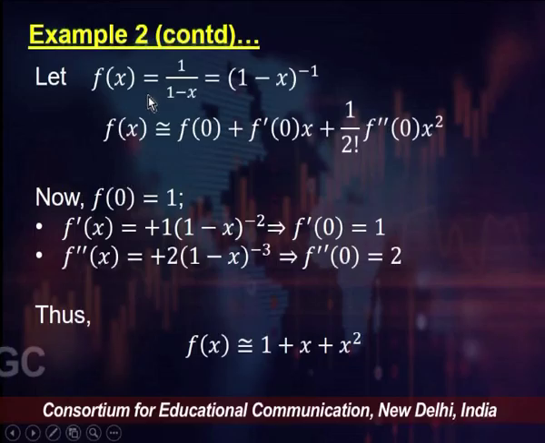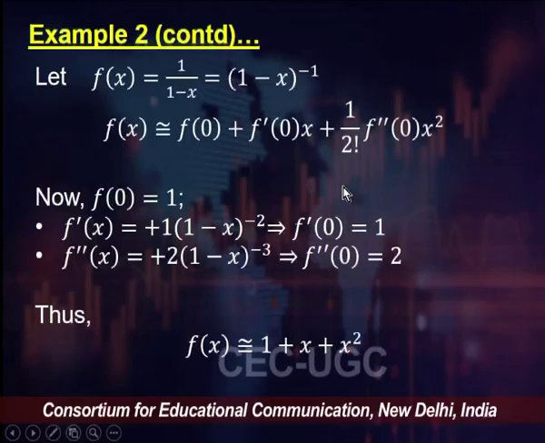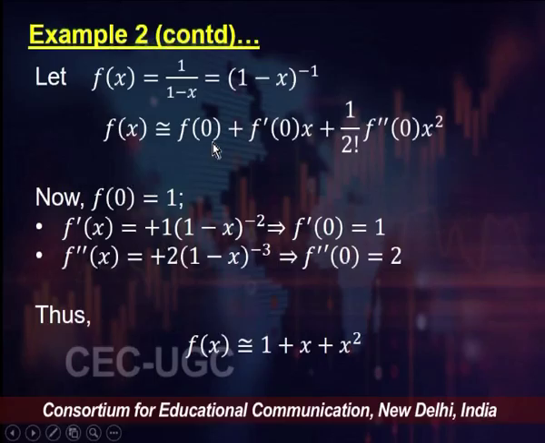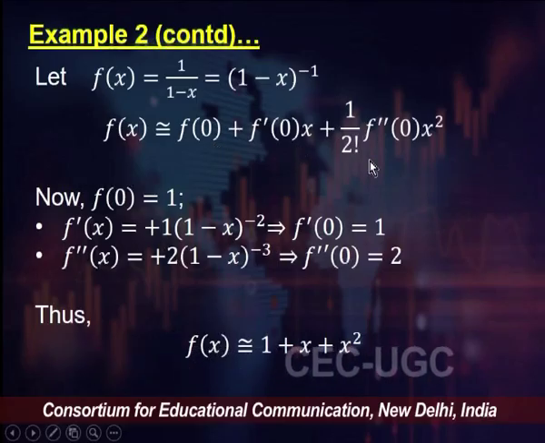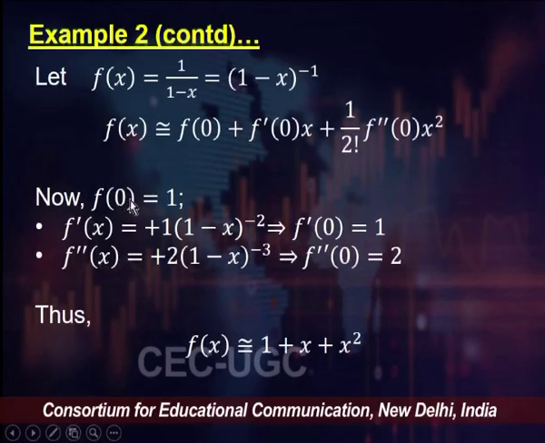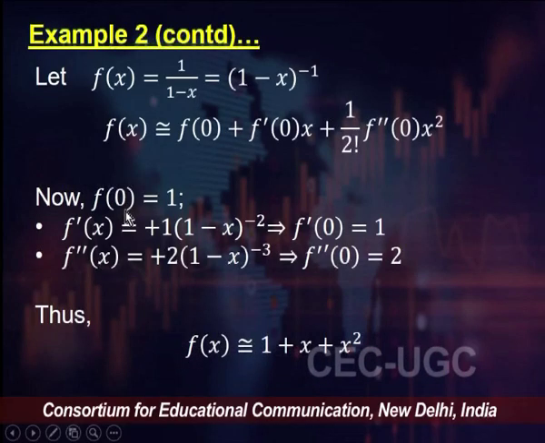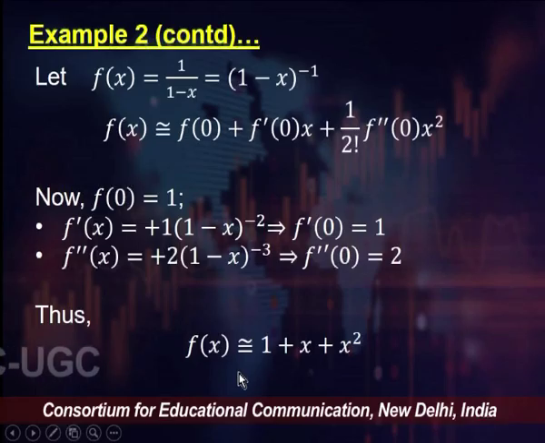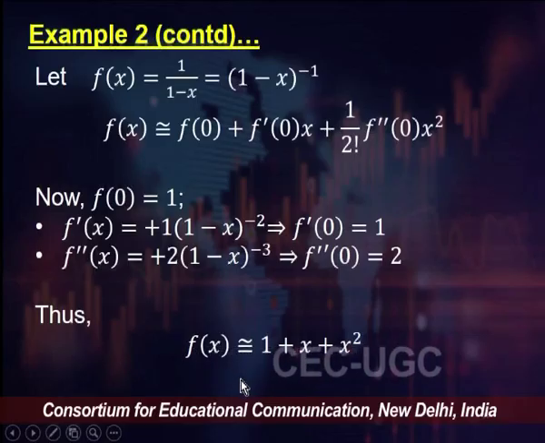Here in this case, f of x is (1 minus x) to the power minus 1. The Taylor's formula for a quadratic approximation, the polynomial approximation, would be f of 0 plus f prime at 0 times x plus 1 by 2 factorial, the second derivative at 0 times x squared. And once you find your derivatives and the value of the function at 0, you get f of x is approximately equal to 1 plus x plus x squared. This is something which you should be able to do easily now.